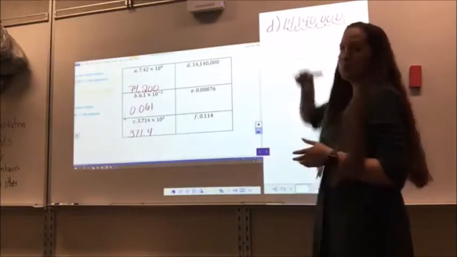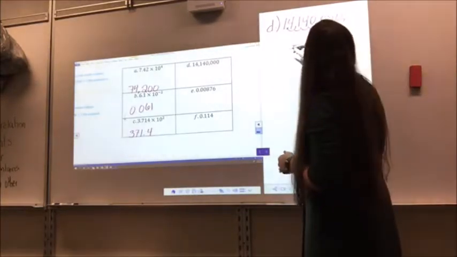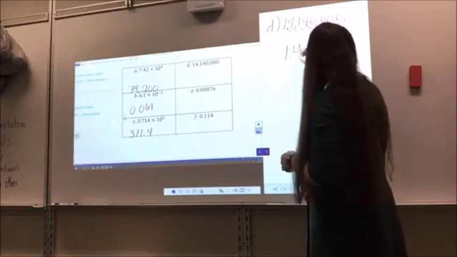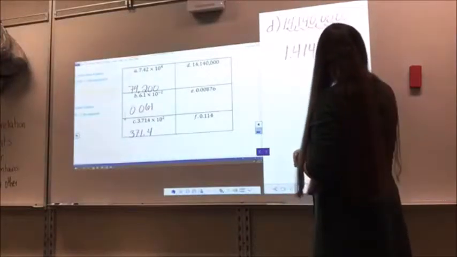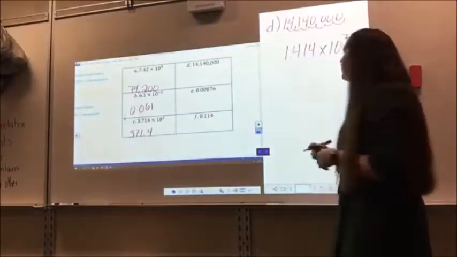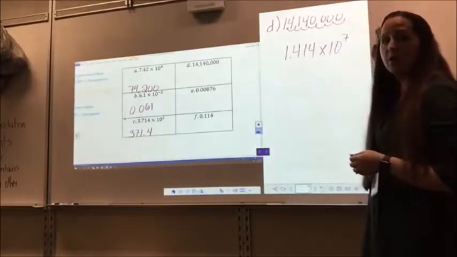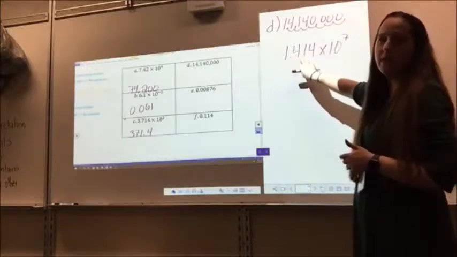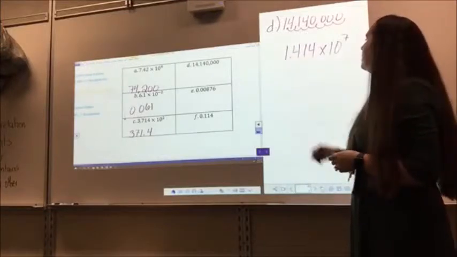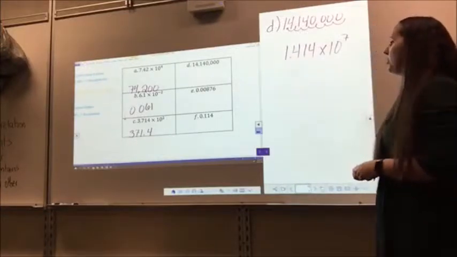Remember, I need to be between 1 and 10. So this is 1.414 times 10 to the 7. Because I moved over 7 times, you forget all the zeros. You just have to write the numbers down, any number that's bigger than 0. Okay, so I get 1.414 times 10 to the 7.